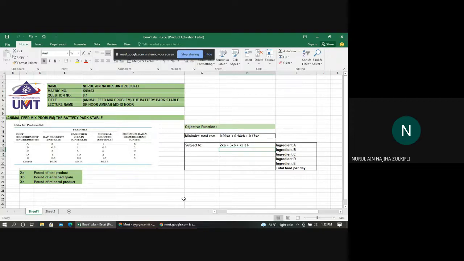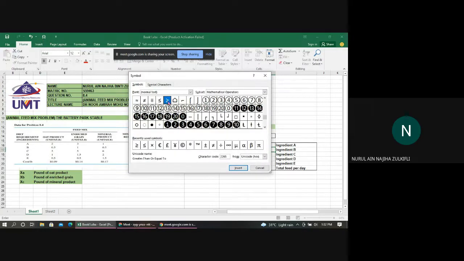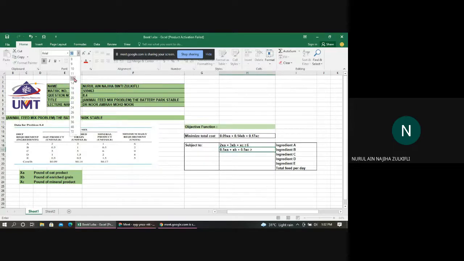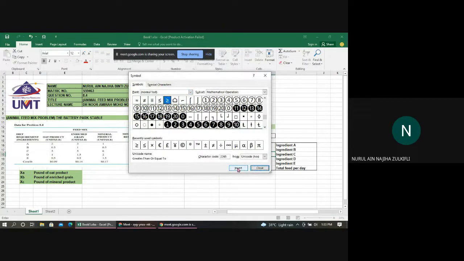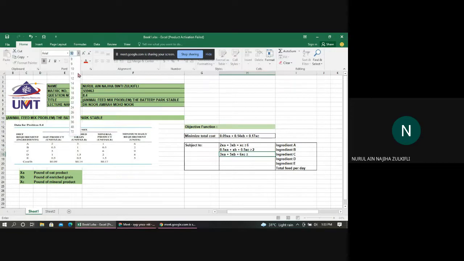And then for the ingredient B is 0.5 XA plus XB plus 0.5 XC. So this is greater than 2. And then for the ingredient C is 3XA plus 5XB plus 6XC. So also same, greater than the minimum requirement, which is 9.